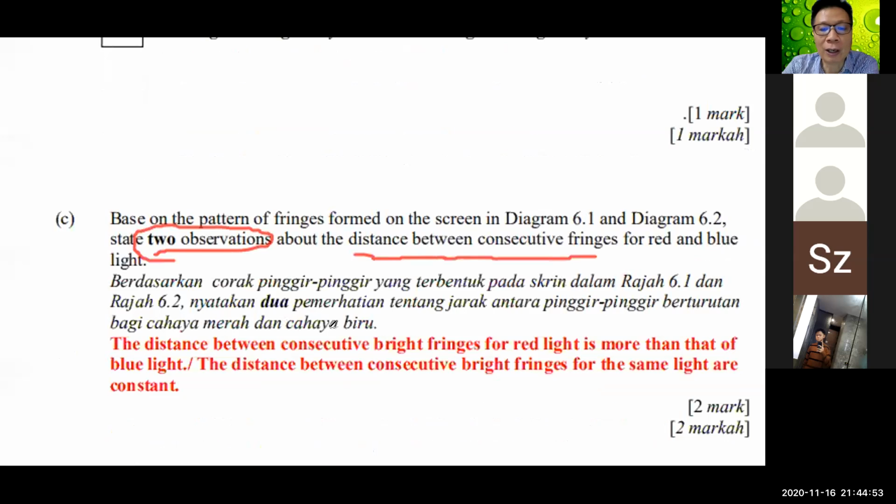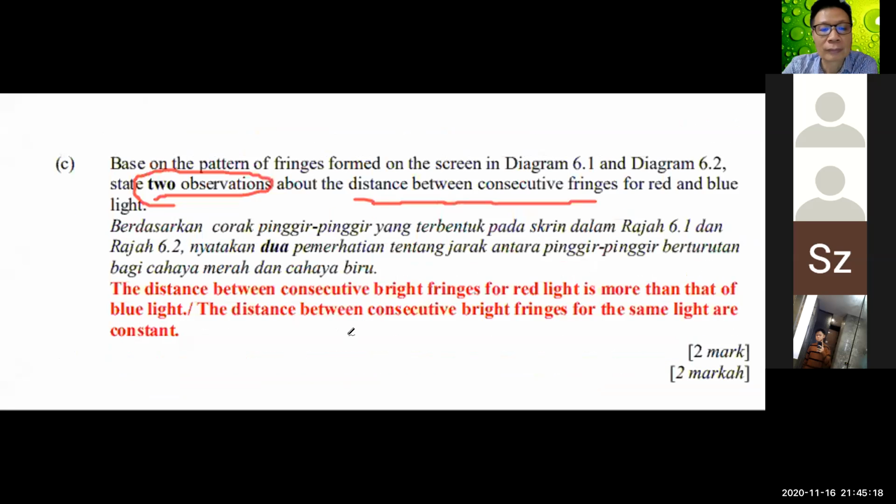The distance between the consecutive bright fringes for red light is more than that of blue light. Okay, the distance is bigger. The distance between the consecutive bright fringes for the same light is constant. So two answers, you know. You copy the answer first, later I explain. Second answer, the distance between the consecutive bright fringes for the same light is constant.